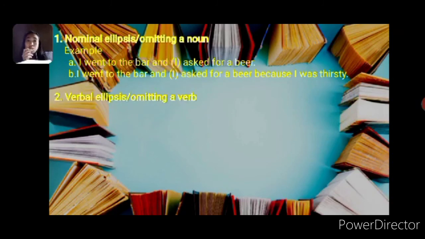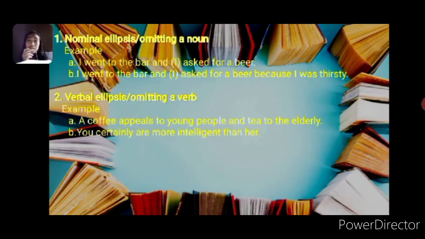Verbal ellipsis, or omitting a verb. For example, coffee appeals to young people and tea to the elderly. Here, we can omit a verb to avoid repeating it. You certainly are more intelligent than her. Here, if the comparison clause begins with a pronoun and we omit the verb phrase, we use the object pronoun rather than the subject pronoun.